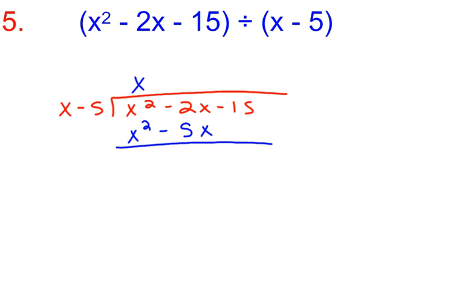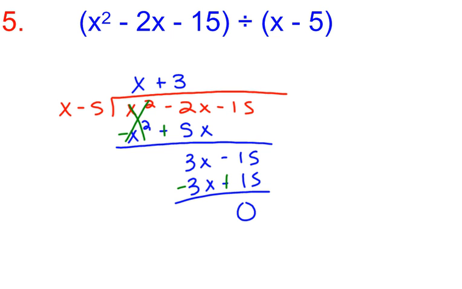I draw my line. Remember, I'm subtracting, so I need to change those signs. So these add up, these right here cancel. That's my whole goal there. And then negative 2x plus 5x would be 3x. And I bring down the minus 15. What times x makes 3x? Positive 3. And then again, I distribute that 3 to the x minus 5. So I'd have 3x minus 15. Subtract, so I change those signs, and I end up with my remainder of 0 again. So my answer is x plus 3.